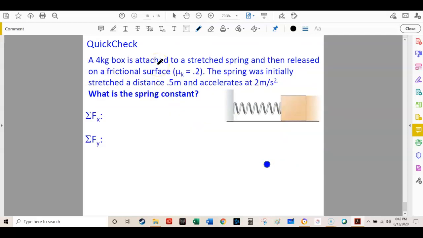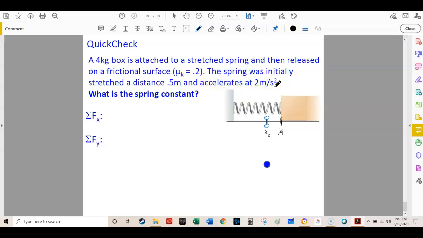Well, let's do another one. Here we go. We have a 4 kilogram box attached to a spring and then released. It looks like they said it's a stretched spring and then released. So let's just do this. Its equilibrium position is right here, and it's been stretched to here.